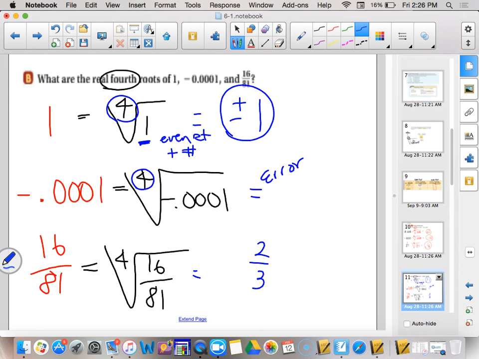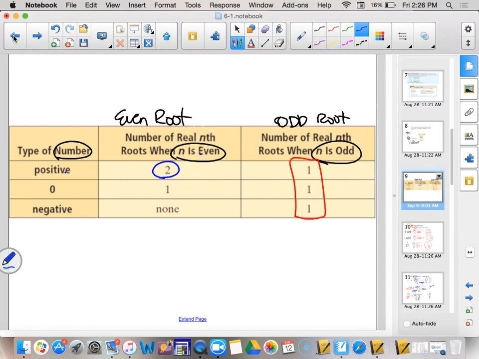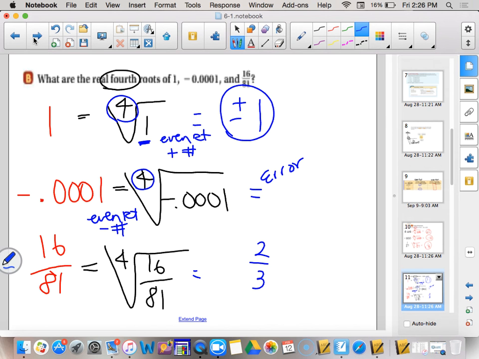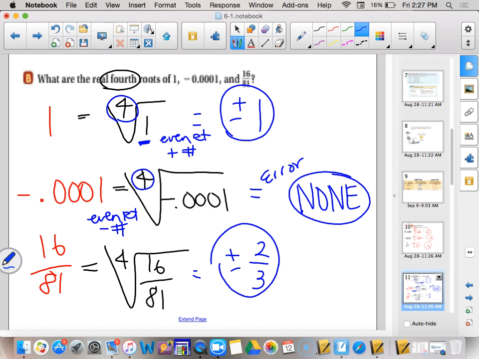Now, I have an even root and I have a negative number. So I'm going to go back. Even root, negative number. How many answers am I going to have? So that error right there means none. And then the bottom one, I have an even root and a positive number. How many answers am I going to have? So that's going to be a positive or a negative 2/3. Y'all have to pay attention to that, or you're going to miss every single one of them.